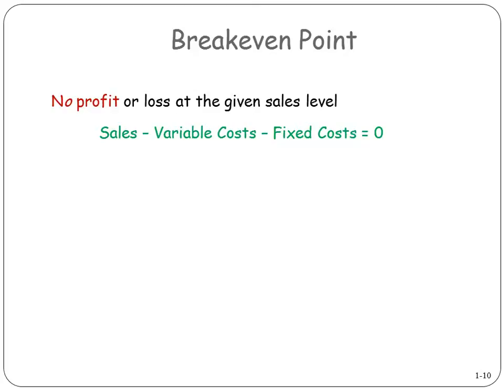The break-even point. This is where profit is equal to 0. So it's your CVP formula, but profit's equal to 0. This is where your revenues equal your costs. So sales minus variable costs minus fixed costs are equal to 0. There is no profit.